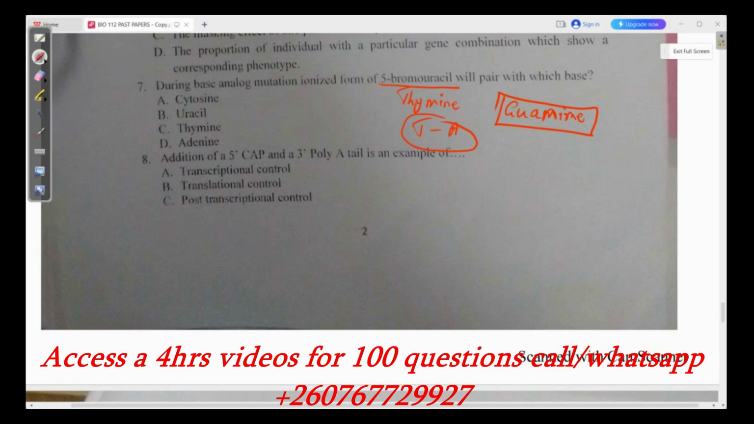It mimics thymine, but instead of it pairing with adenine, it pairs with guanine. So the answer here has to be adenine. So it pairs with adenine.